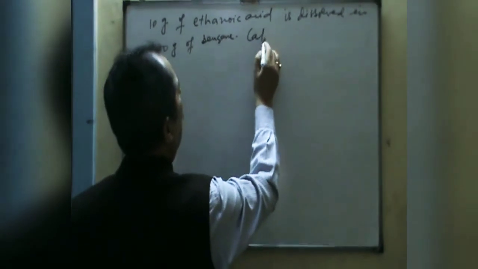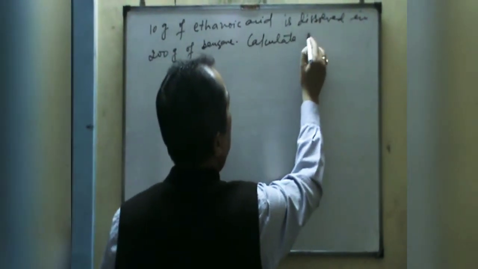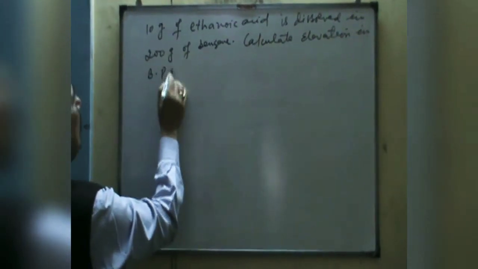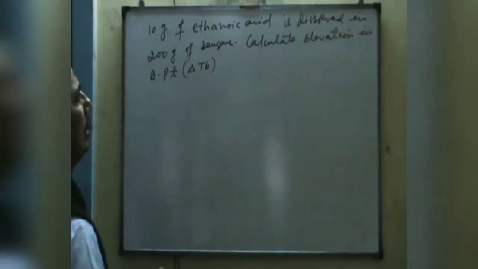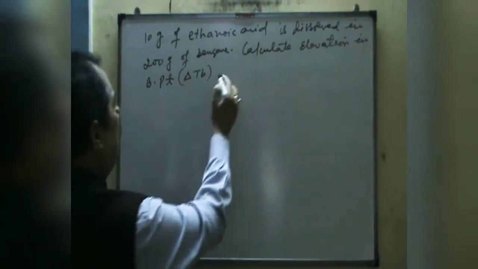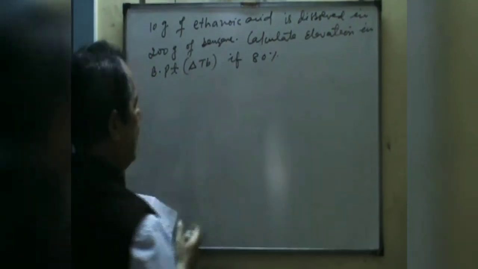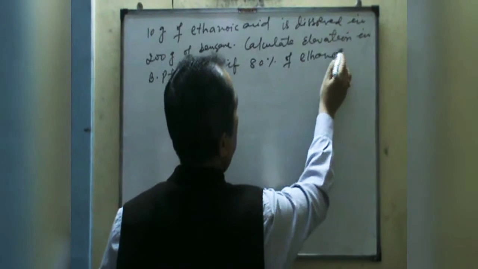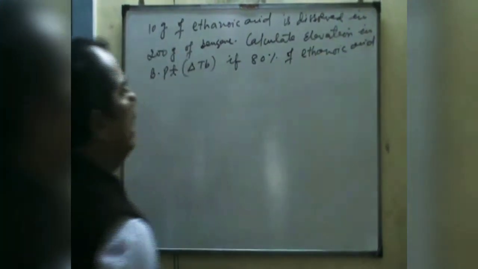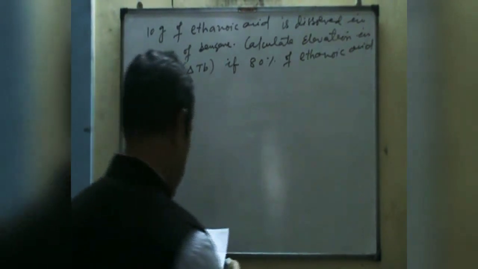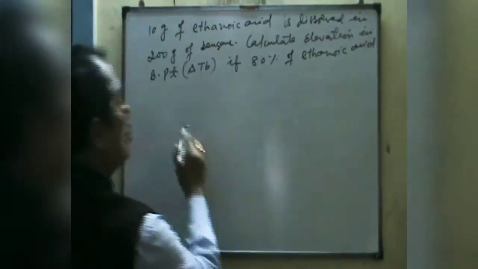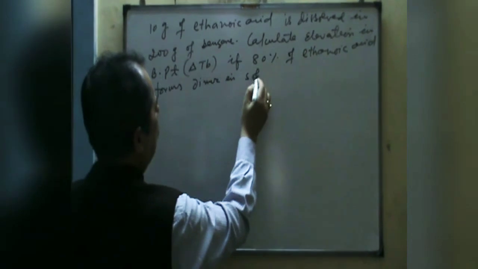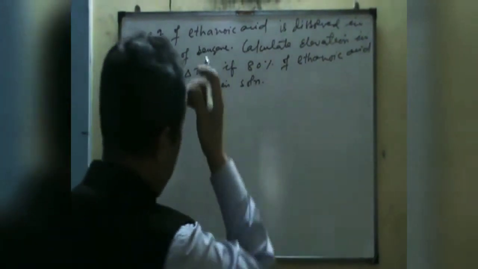Calculate the elevation in boiling point, that is delta Tb, if 80% of the ethanoic acid forms dimer in solution.